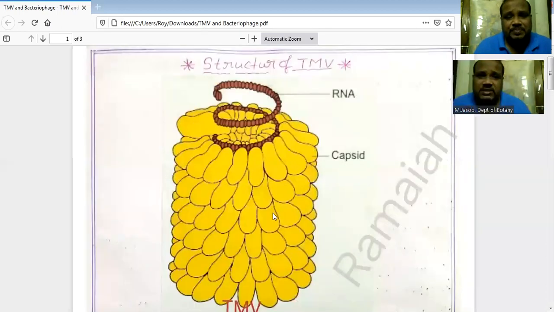This is the diagram of tobacco mosaic virus. These are capsomeres and this is single-stranded RNA. The capsid is made up of protein subunits of identical size. They are called capsomeres. Total number of capsomeres present in the capsid is 2,130.